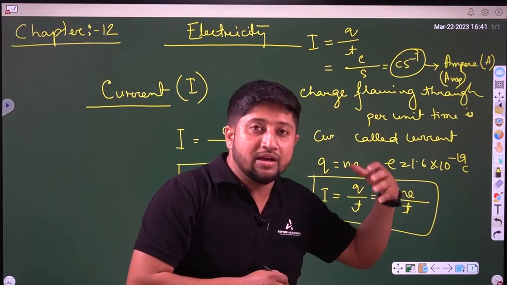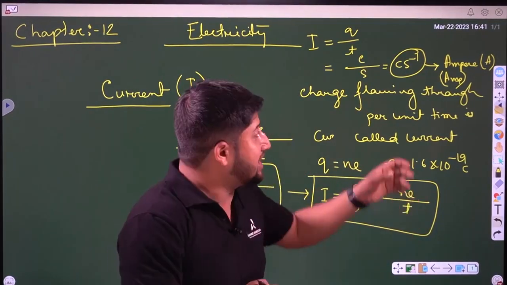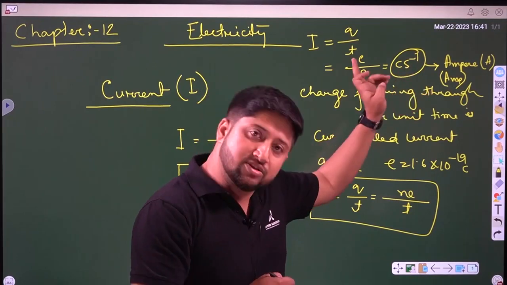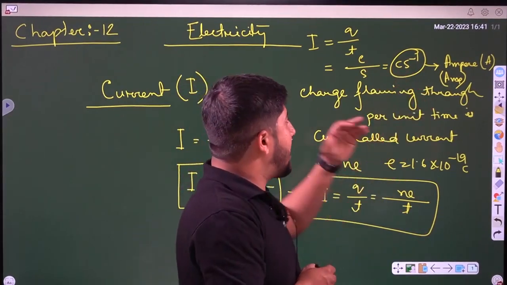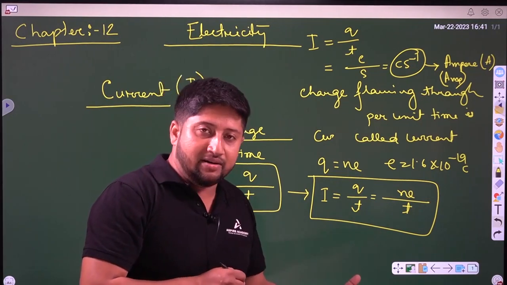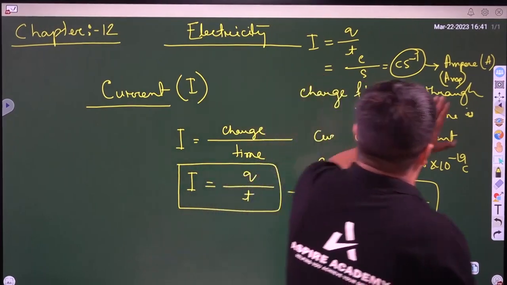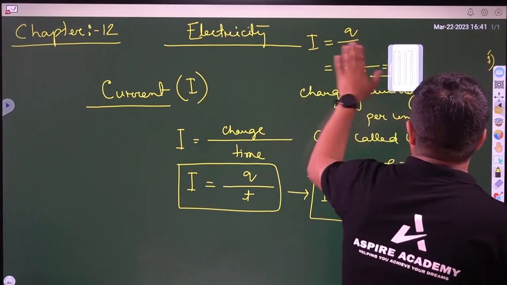Sometimes in your exam, in your MCQs, it may be asked what is the SI unit of current. If they suppose coulomb per second, this is also correct. So the SI unit of current is called ampere, or coulomb per second, or AMP. Okay, so this is all about electric current.